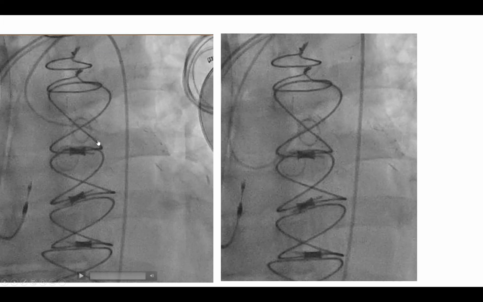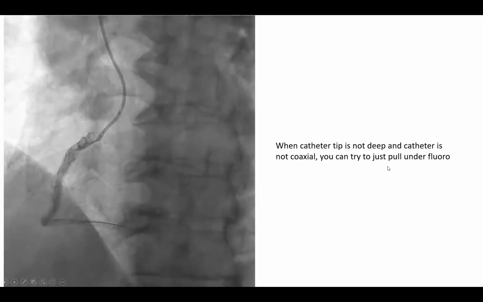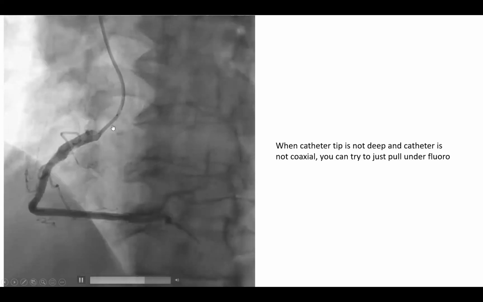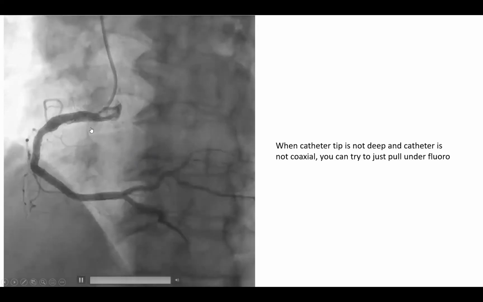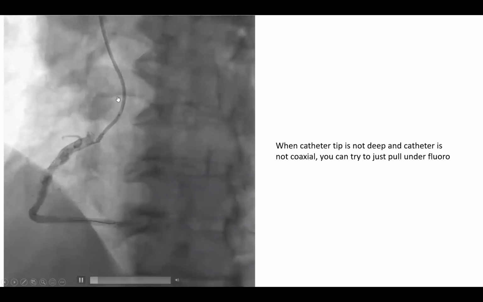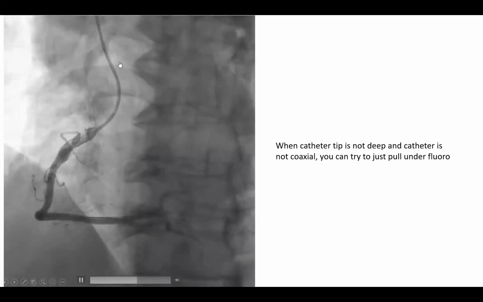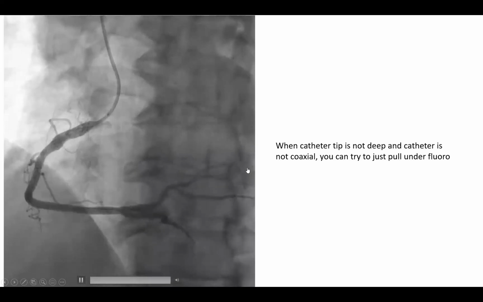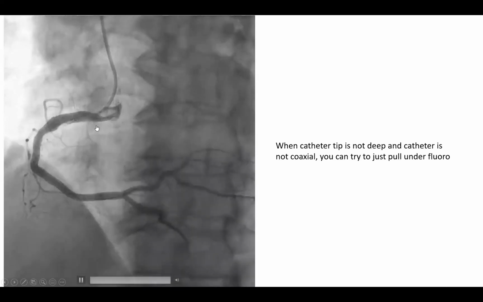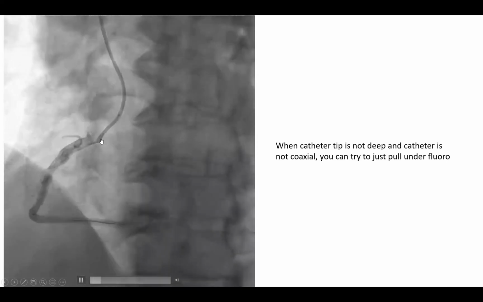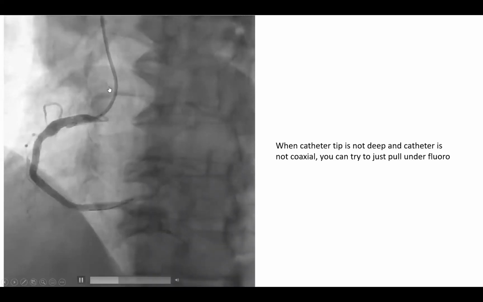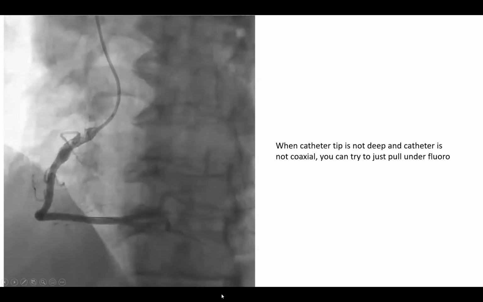But when the catheter tip is not deep and the catheter is not coaxial, as in this case here, the catheter tip wasn't deep in the coronary and the catheter was not coaxial. It wasn't duck-shaped here already. You know, it almost looked like a hockey stick catheter or a multi-purpose. So when it's not deep and not coaxial, you can just try to pull it under fluoro. And this is what was done here.